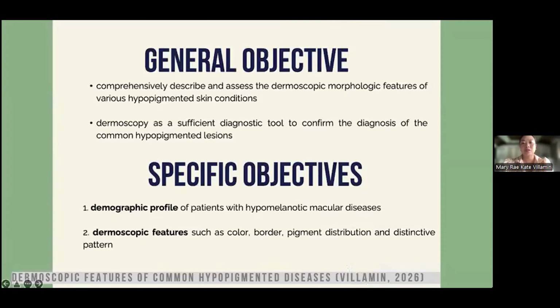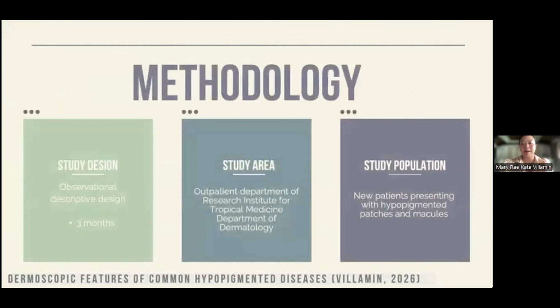The study aims to describe and assess the dermoscopic features of hypopigmented skin conditions in patients at the Research Institute for Tropical Medicine's Dermatology Outpatient Department. It explores whether dermoscopy can serve as a sufficient diagnostic tool to confirm common hypopigmented lesions, reducing the need for invasive procedures like skin punch biopsies.